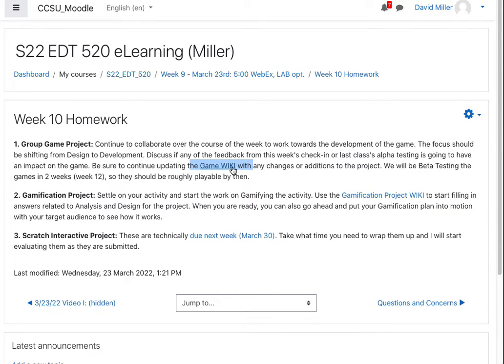But just keep going back to that wiki and making sure that everything is making it in there, especially if your group is using some other platform to converse or to work things out. So just keep that going. And as I just went through, then the gamification project. You can start working on. You've got a month to work on that, and again, just keep everything updated in the wiki.